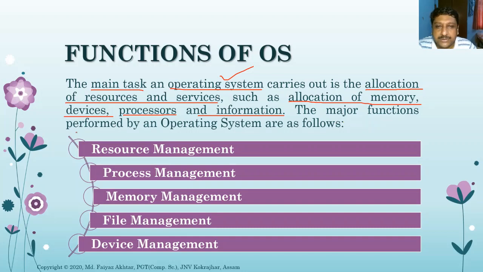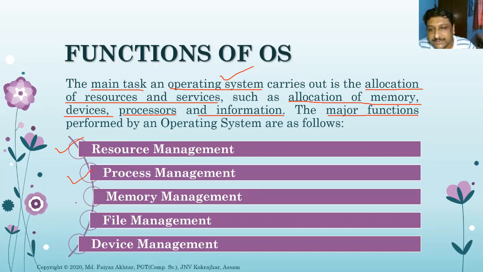The major functions of an operating system are as follows. See here, first is resource management. Whatever resources are available with the computer, it manages and controls. For some application it gives the permission to use the resources, and for some application it revokes the permission. This management is done by the operating system. First and foremost task of an operating system is resource management.